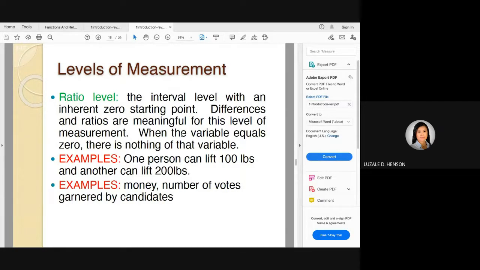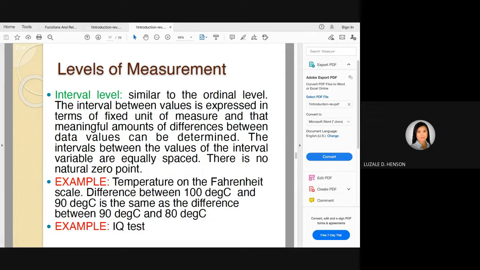Aside from yung zero nila, there is nothing of that variable. Kaya pag sinabi kong wala akong pera, wala talaga. Diba? Walang boto, walang bumoto sa'yo, wala talaga. Kaya yung zero sa kanila, ibig sabihin wala. Pero dito, sa interval level, ang zero, hindi ibig sabihin na wala. Kasi may meaning yung zero doon.